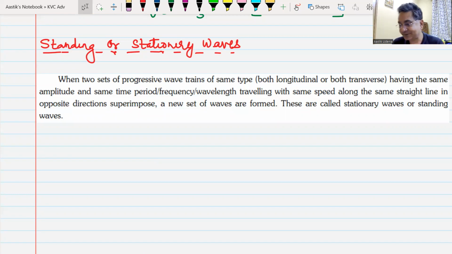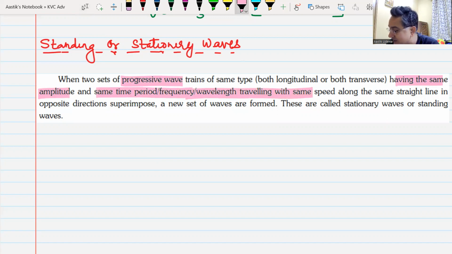So what are standing waves, khadi hui waves? When two progressive waves, they could be longitudinal waves or transverse waves, but it cannot be one longitudinal and one transverse, having number one, the same amplitude, number two, the same time period, frequency, wavelength, traveling with the same speed in the same medium, along the same straight line, but in opposite directions.